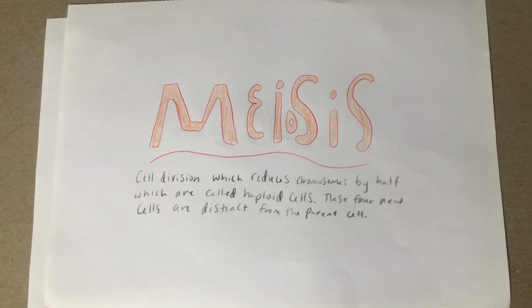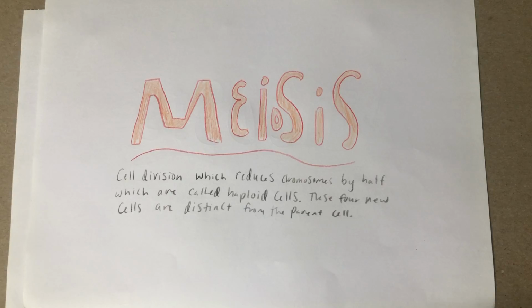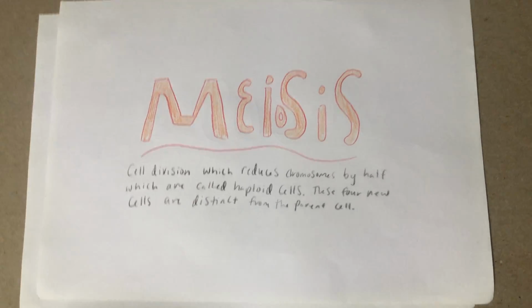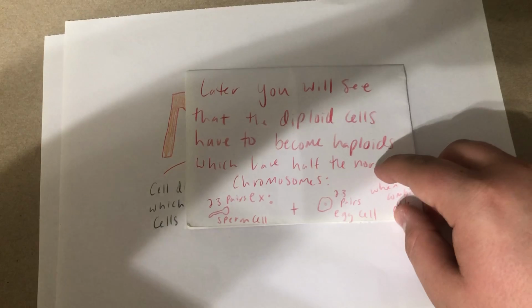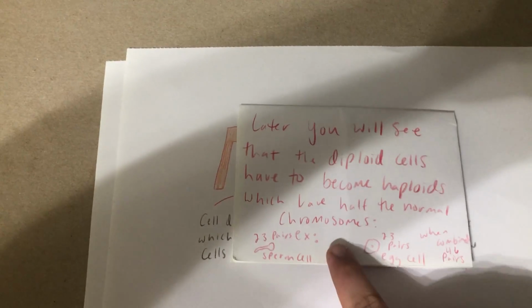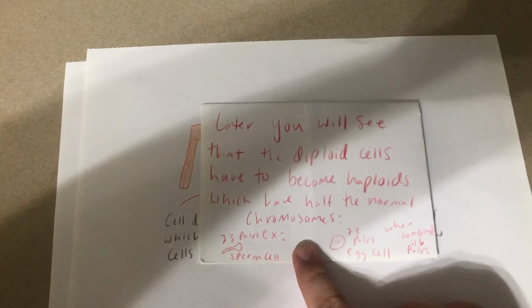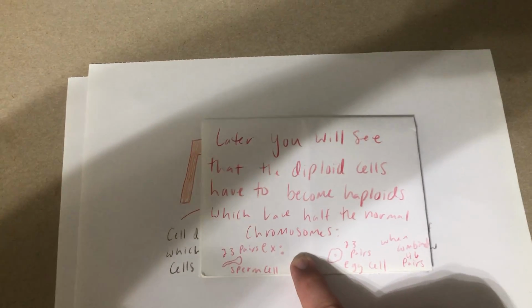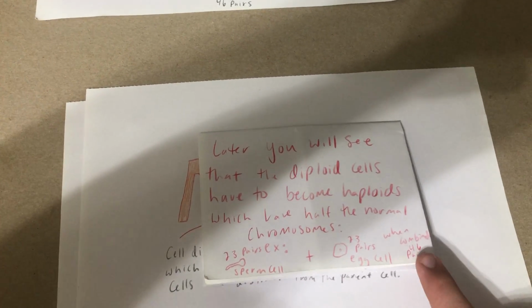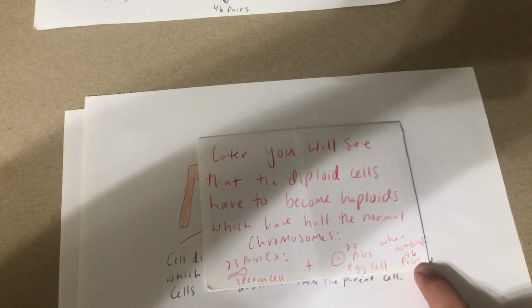Meiosis is defined as a cell division which reduces chromosomes by half, producing cells called haploid cells. These four new cells are distinct from the parent cell. A good thing to note is that the diploid cells have to become haploids, which have half the normal chromosomes. An example can be seen in the human sperm cell and egg cell, which each have 23 pairs, but when combined to form a fertilized egg, get 46 pairs.